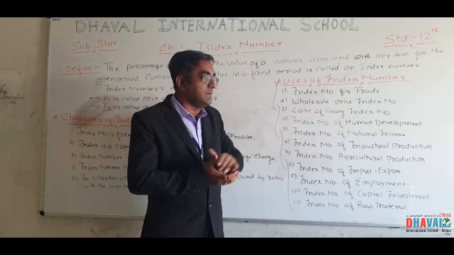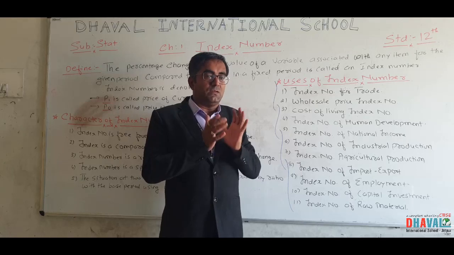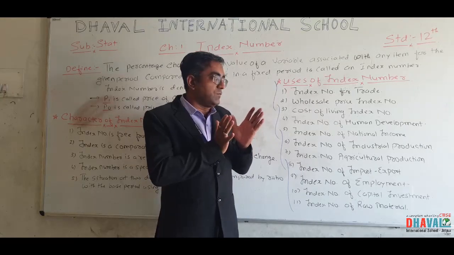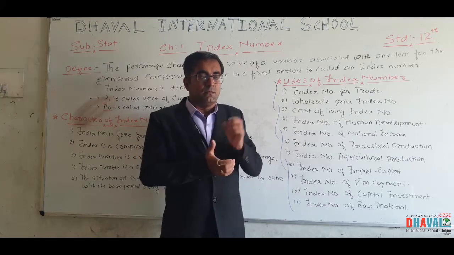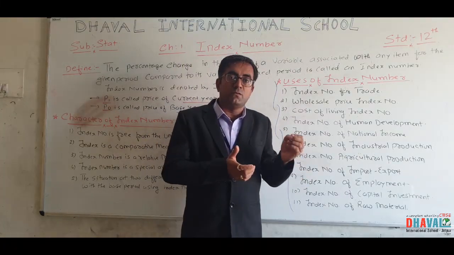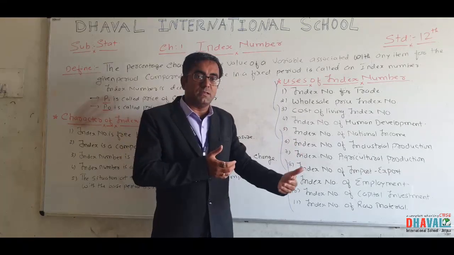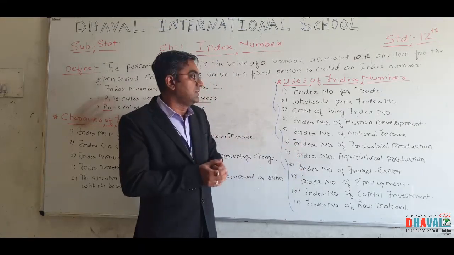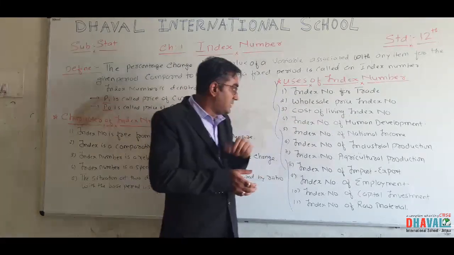Next, cost of living index number. With the help of index number, you can calculate the cost of living index, meaning the way of lifestyle and the purchasing power of people: how much they are going to buy, at what quantity, at what price. This is called the cost of living index number.